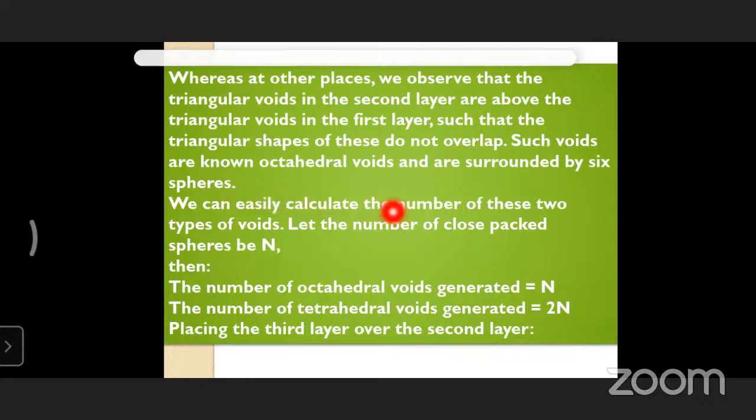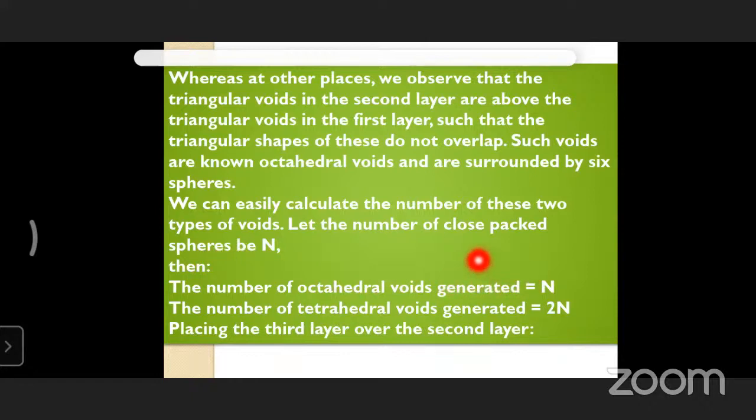We can easily calculate the number of these 2 types of voids. Let the number of close packed spheres be n. So we can calculate the number of voids in a given crystal lattice also. If the number of spheres is n, then the number of octahedral voids generated will also be n only.